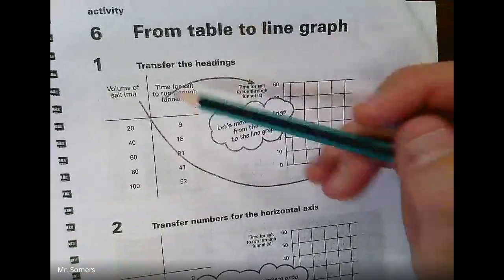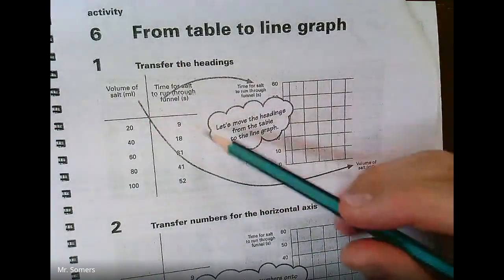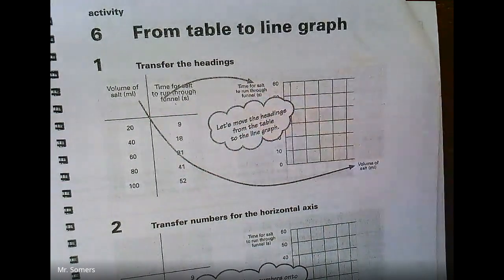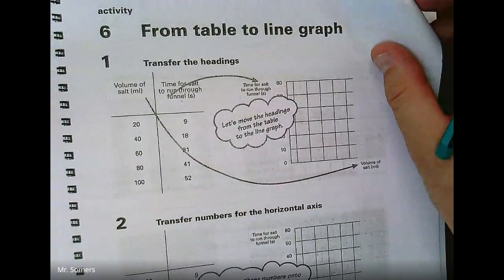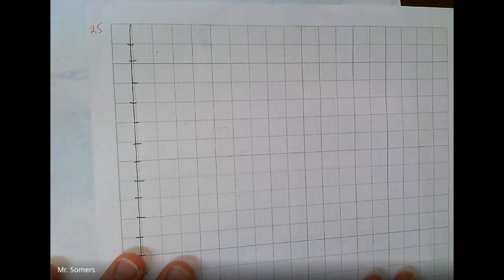Just remember, the first column in your table ends up being your x-axis, and the last column in your table ends up in your y-axis. Don't forget the units, okay? That's all you need to do. So we're going to do some plotting as well. We're going to go through and work out the scale now, using some data that I have worked on earlier.